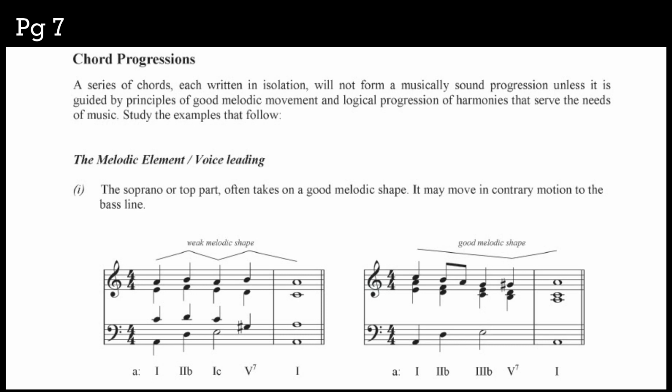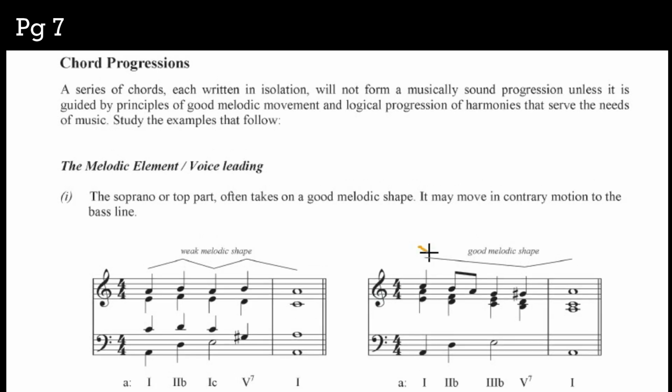In my previous lesson, I presented how you could write individual chords, paying attention to voicing and doubling of the notes. In this lesson, we shall look at how to write a series of chords, forming chord progressions. Chords written in isolation will form a musically sound progression if we pay attention to good melodic movement and harmonic movement. So let us now look at the melodic element.